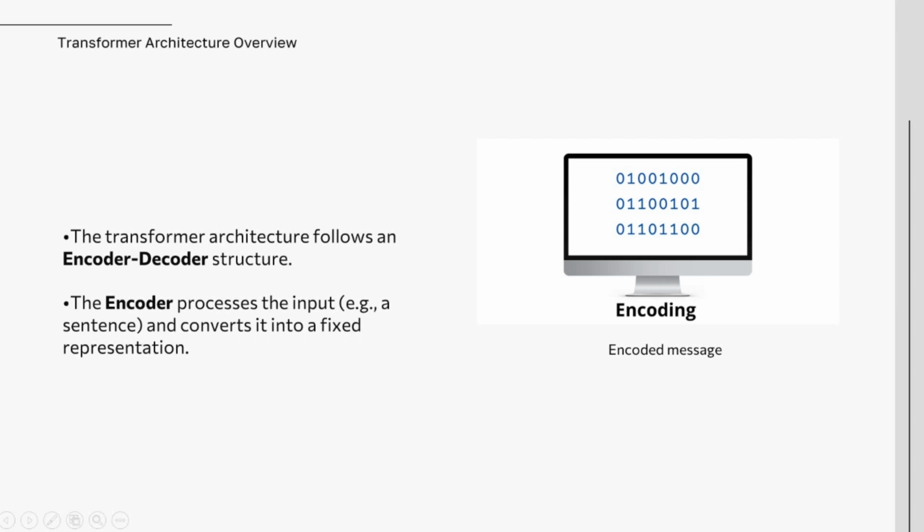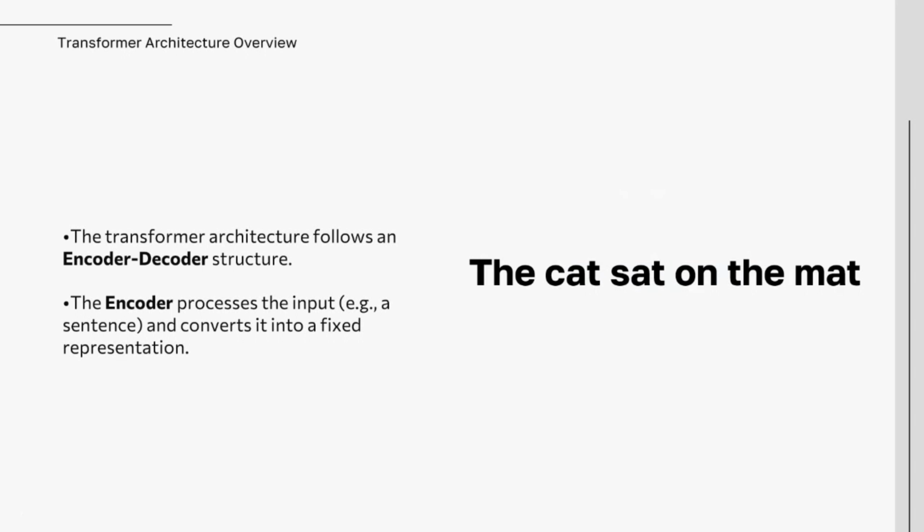For example, take the sentence, "The cat sat on the mat." The encoder doesn't just process each word in isolation, it looks at the relationships between all the words, cat and sat, mat and on, etc. This way, the model learns that the cat is doing the sitting and the mat is where the cat is sitting. What makes this unique is the self-attention mechanism used by the encoder.